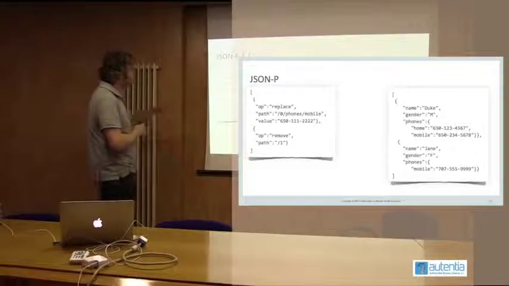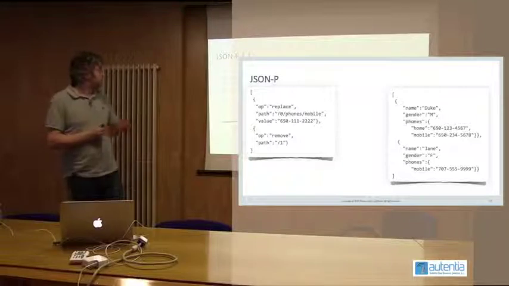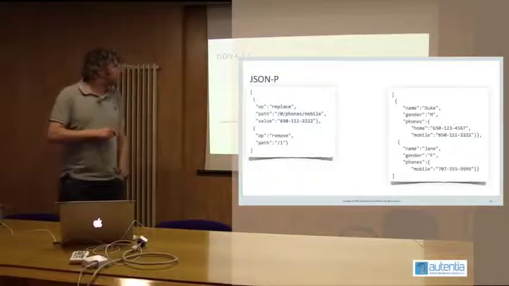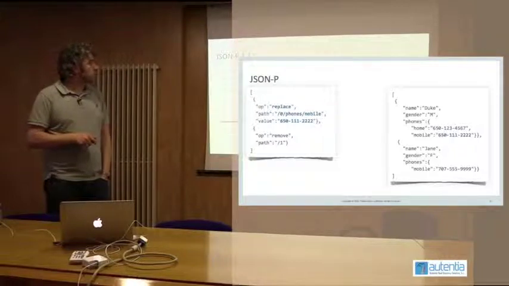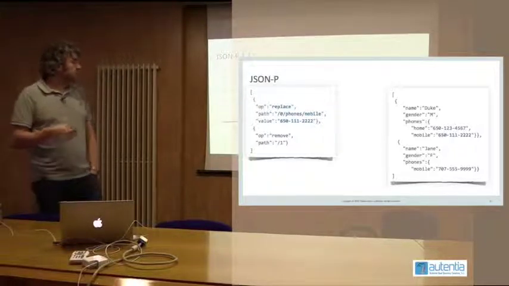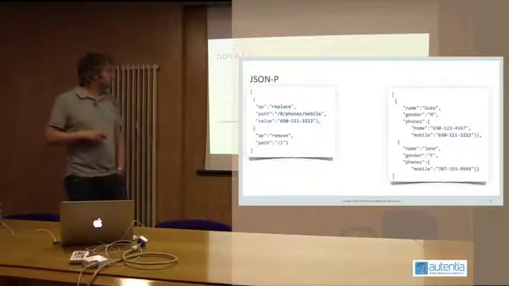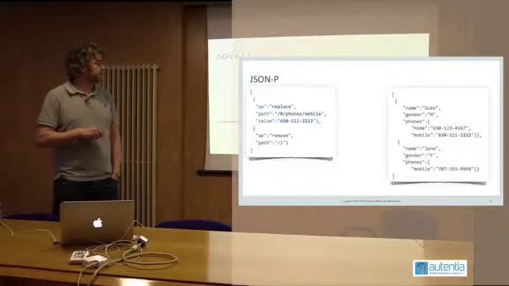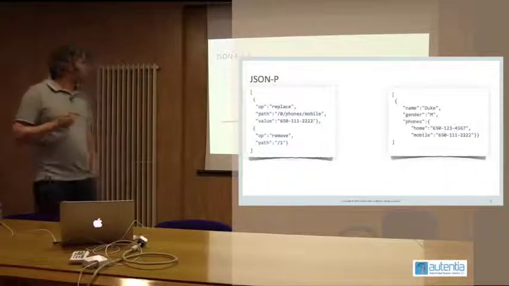So this is an example. We have the patch on the left side, and we have the target JSON document on the right side. The first operation is a replace. We are using a JSON pointer to specify what we would like to replace: /0, so the first object, phones, mobile. So we would like to replace that mobile phone. We perform the operation, that works. We can move on to the second operation, which is a remove. In that case, we would like to remove object 1, so basically that object. So this would be the end result.